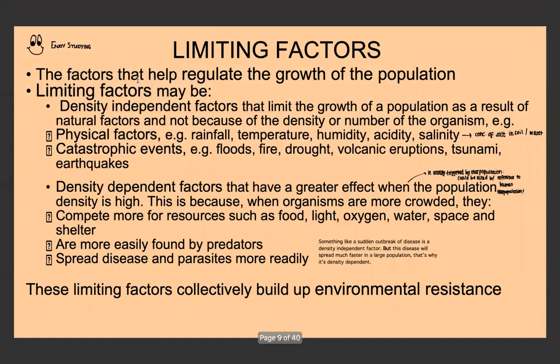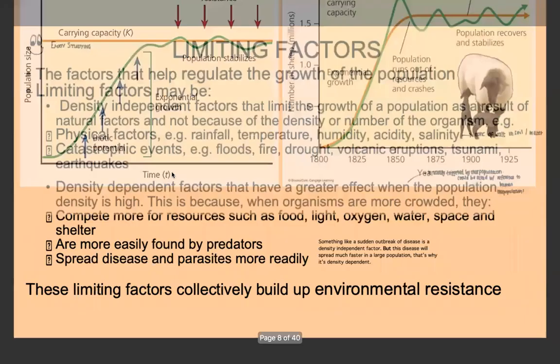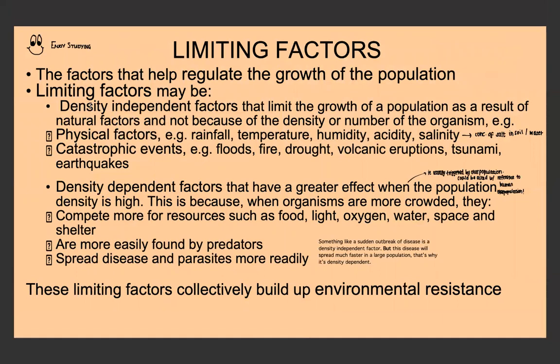Some limiting factors, the factors that help regulate the growth of the population. So that means keep the population from growing too large. There's two types of limiting factors. They're either density independent or density dependent factors.